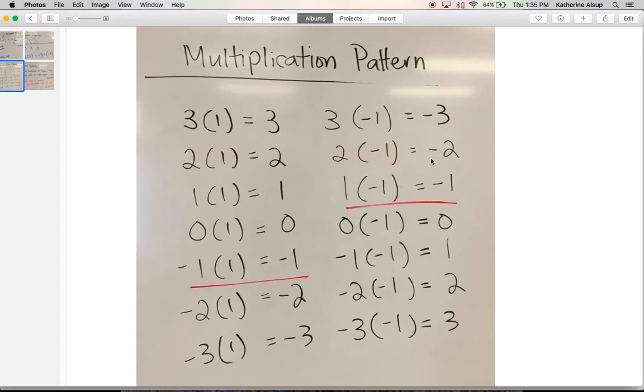And following this pattern, after 0 times -1 is 0, it would make sense for this pattern to continue to have a +1, a +2, a +3. So -1 times -1 is +1. -2 times -1 is +2. -3 times -1 is +3.